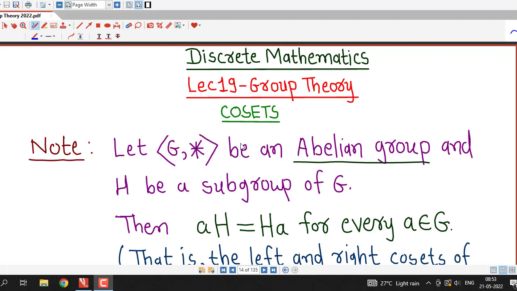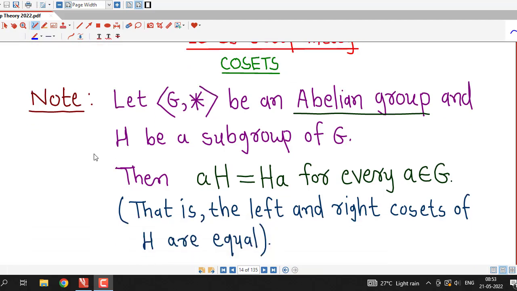Hello friends, I welcome you to lecture number 19 on group theory. In this lecture also we will discuss one example on finding cosets of a subgroup of a group. Before going for that example, we just take a note on this.